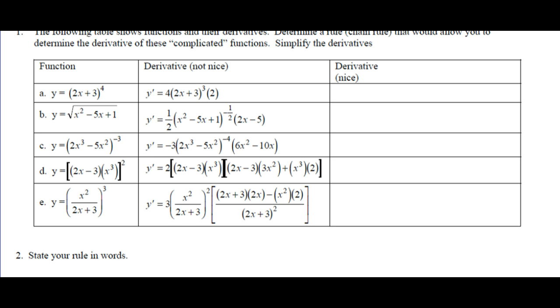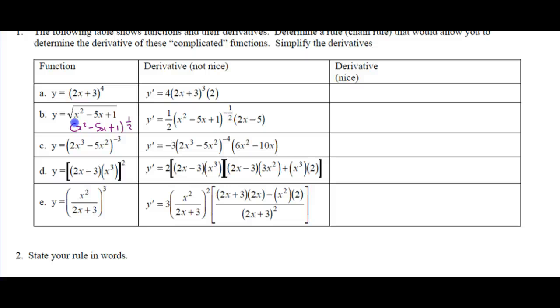All right, let's look at another one. So we've got the square root of this. Okay, so we would write that as what? X squared minus 5x plus 1 to the half, right? So then same logic, you put the half there, you do this. Okay, so where does 2x minus 5 come from?